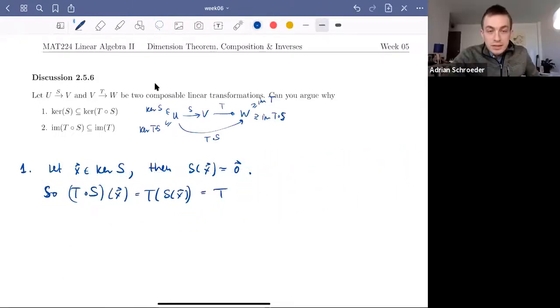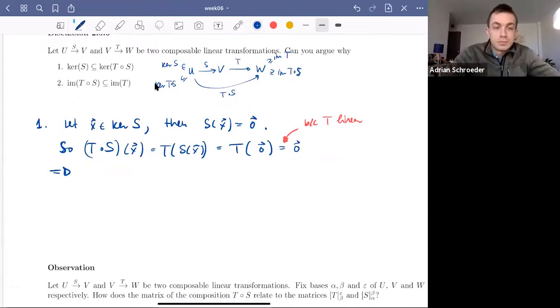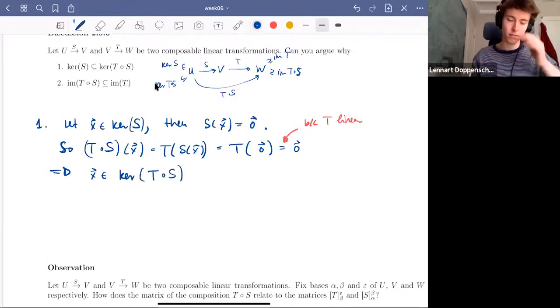Yeah, and then basically just the T of S of x is just a definition of T composed S as well, of x. And therefore, it's just also an element of the kernel of T composed S. Yes, very good. So this means we've shown that T composed S sends x to 0 based on our assumptions. And this means that x is in the kernel of T composed S. Yeah, that's already it.